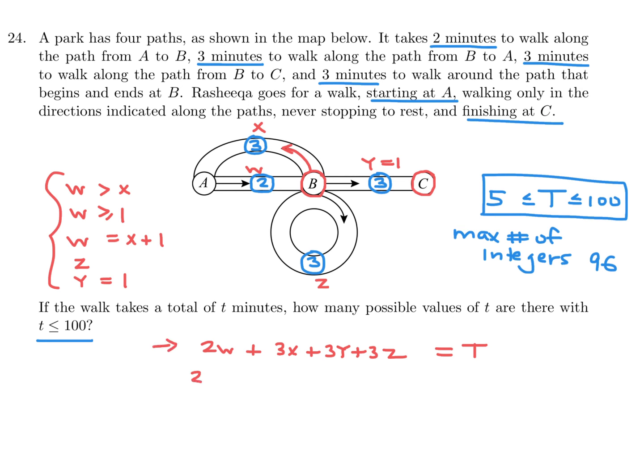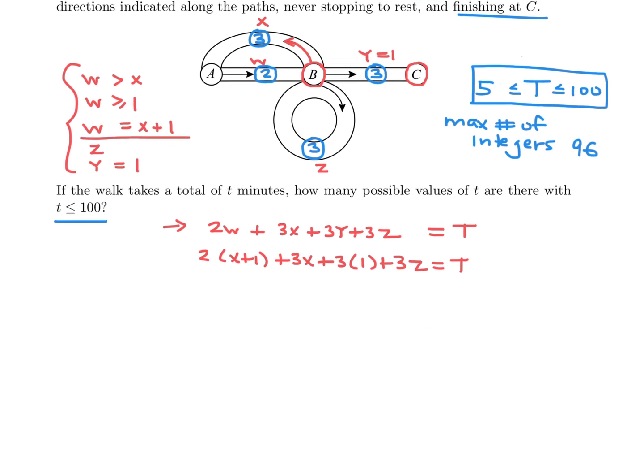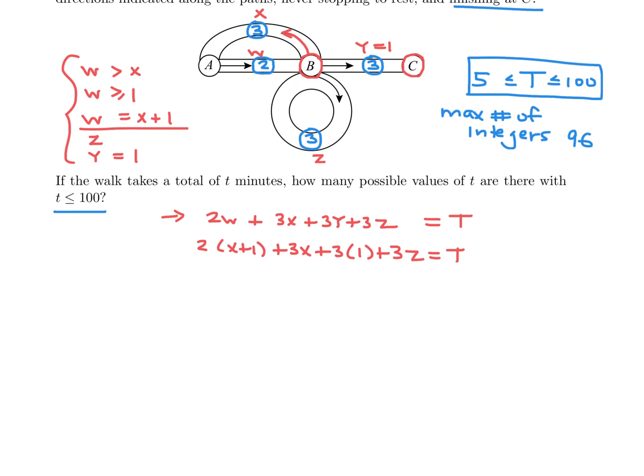So W, that one, x plus 1. Okay, I got my 3x. Y, I have concluded, is 1. And the Z is by itself. There really isn't much I can do with Z. So if I expand this, this is 2x plus 2 plus 3x plus 3 plus 3z. And this is 5x plus 5 plus 3z is equal to t.